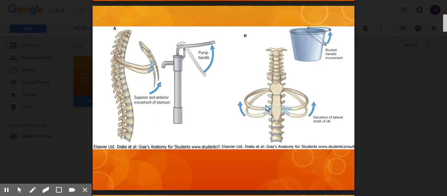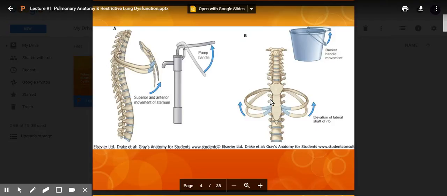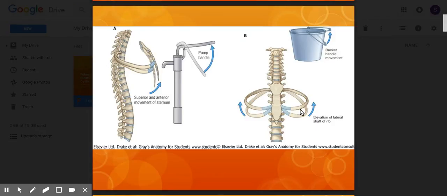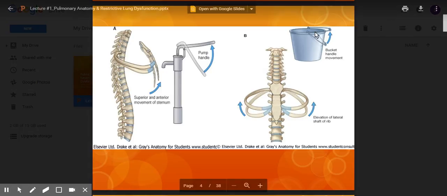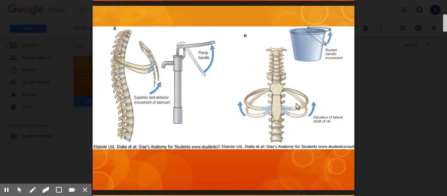The second mechanism of breathing that occurs at the same time as the pump handle when viewed in a different plane is the bucket handle mechanism, which is the elevation and lateral shifting of the ribs. Similar to a bucket handle, which is attached anteriorly and posteriorly and swings up and away. With inspiration, the ribs are pulled up and away from the body.